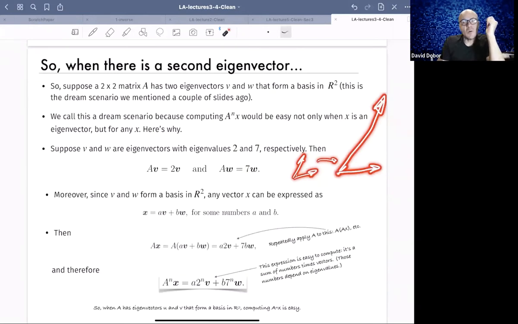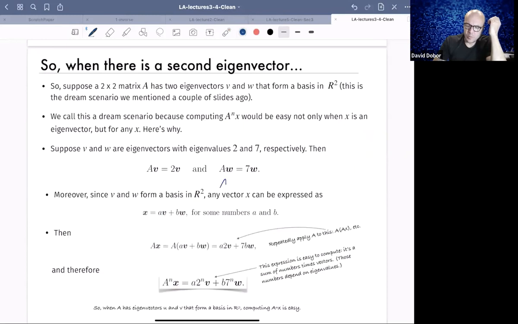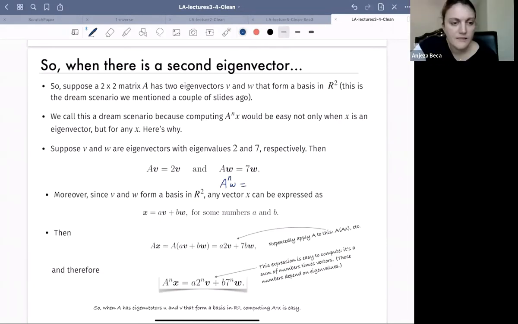Okay, now suppose that I want to compute the effect of applying the nth power of A to any vector X, not just to V or to W. I know what the effect of applying A to just W would be. What would A to the n W be? Please help me out. 7 to the n W. 7 to the n W, right?